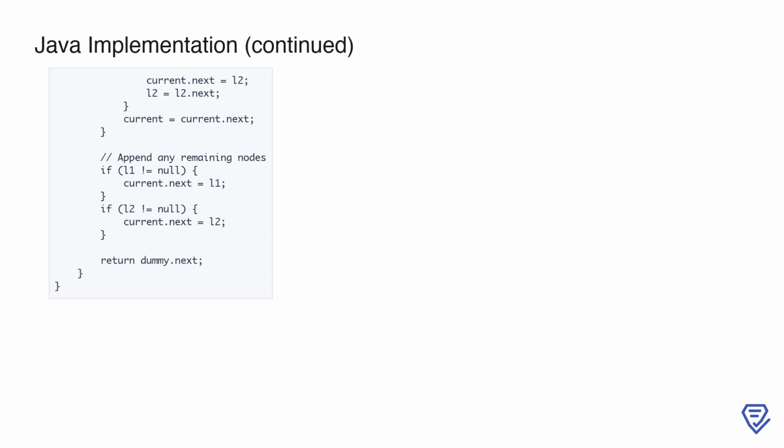Otherwise, we attach the node from the second list and move its pointer. The current pointer is then advanced to the newly added node. After the loop, we check if there are any remaining nodes in either list. If so, we append them directly to the merged list since they are already sorted. Finally, we return the merged list starting from the node after the dummy node. This completes the merge operation and ensures the resulting list is fully sorted.